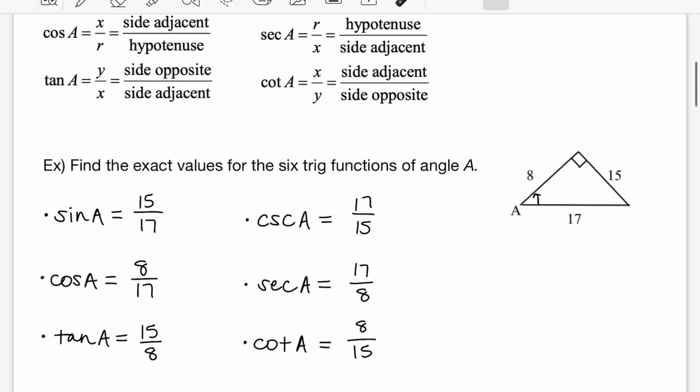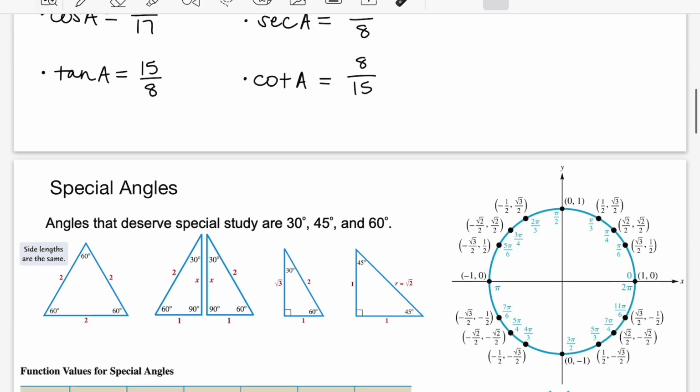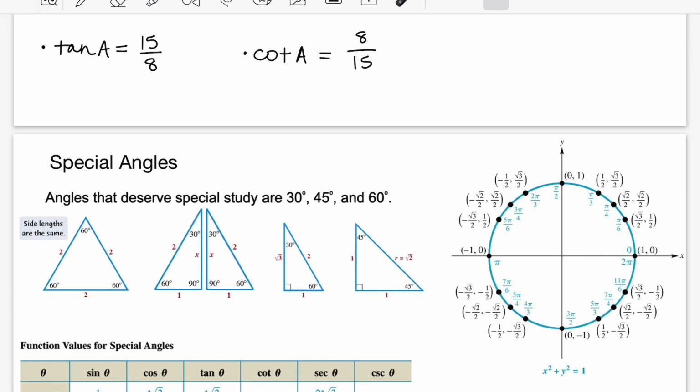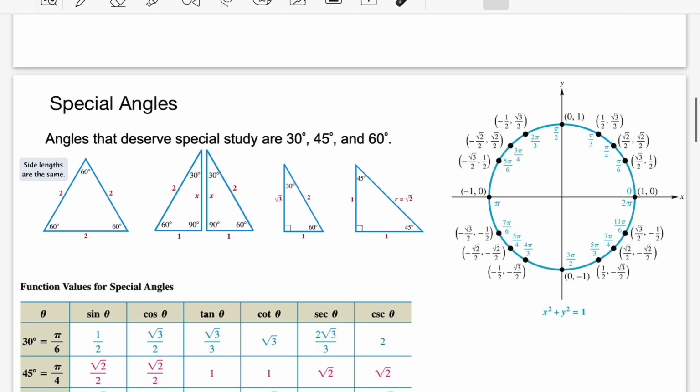All right, now let's move on to some special angles here. So these special angles that we'll see throughout this course are going to be 30 degrees, 45 degrees, and 60 degrees here. So these are some triangles here with these given angles. And the reason why these are special angles is because 30 degrees is exactly equal to pi over 6, 45 degrees is pi over 4, and 60 degrees is pi over 3.